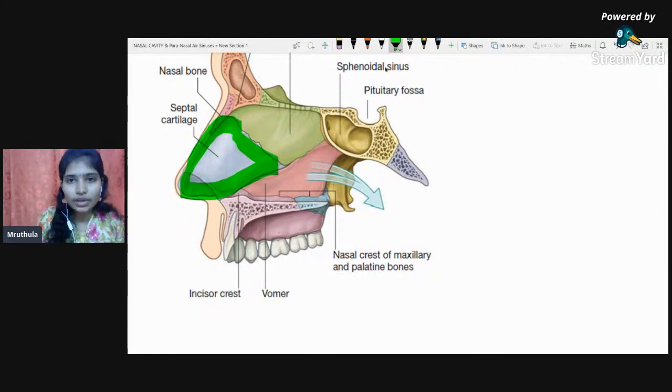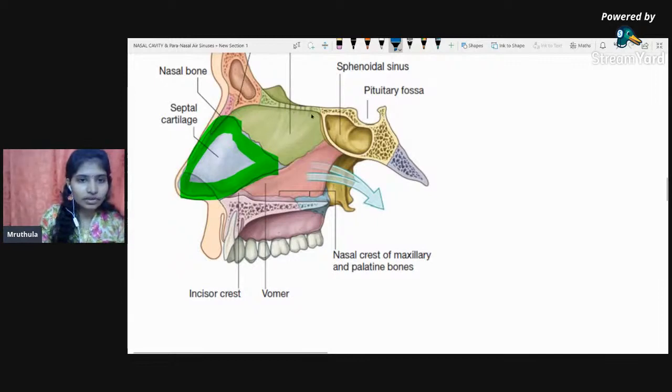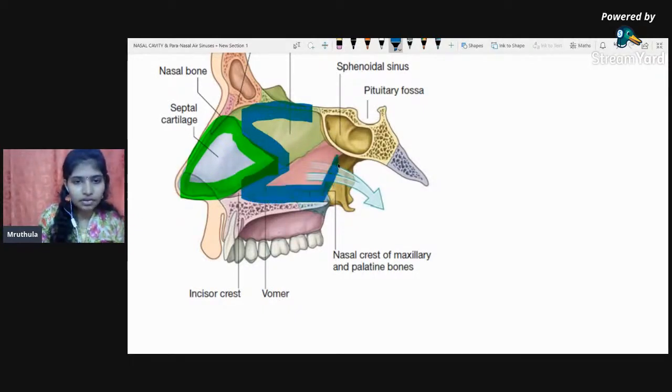Now what is the bony part? The bony part of the median nasal septum is formed of two bones, mainly two bones. Here I'm highlighting the entire hard part of the median nasal septum, and then we'll see the parts or the bones constituting it. So this blue color highlighted area is the bony part of the median nasal septum.